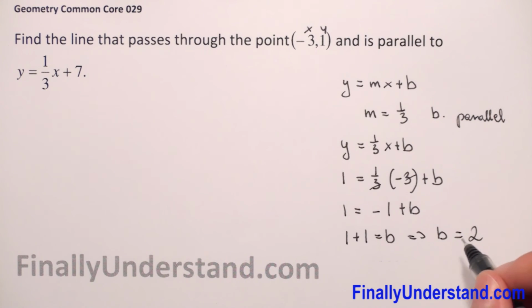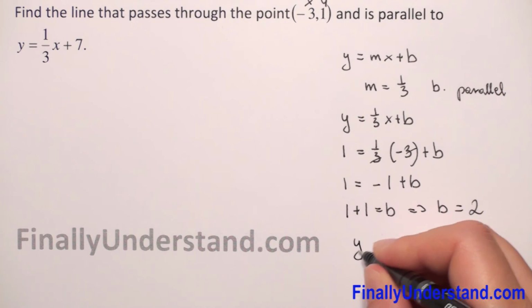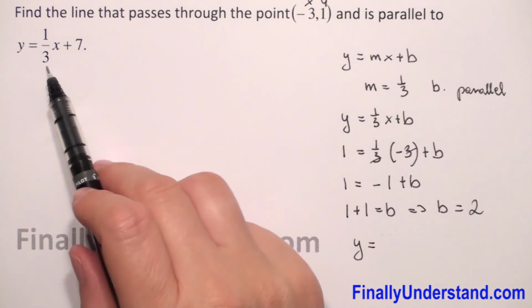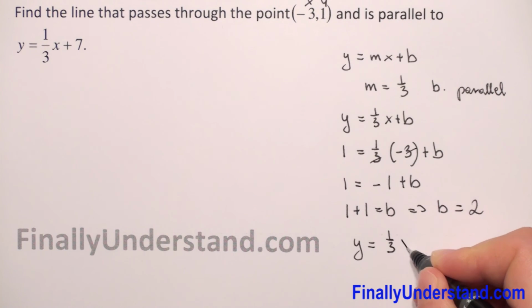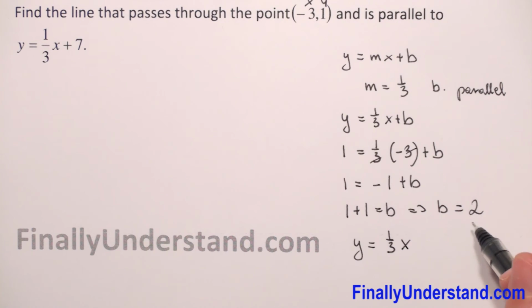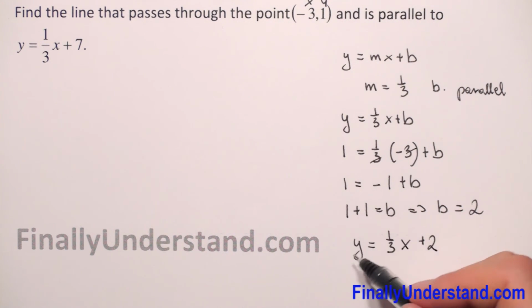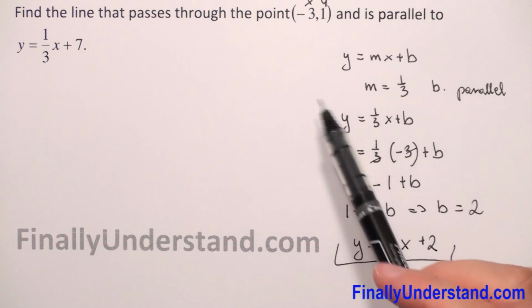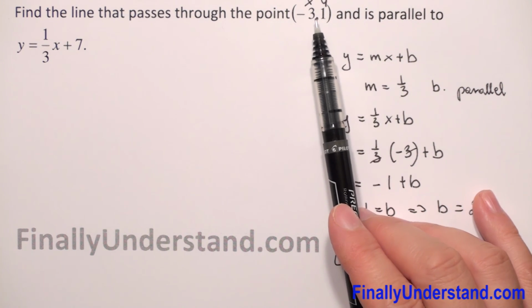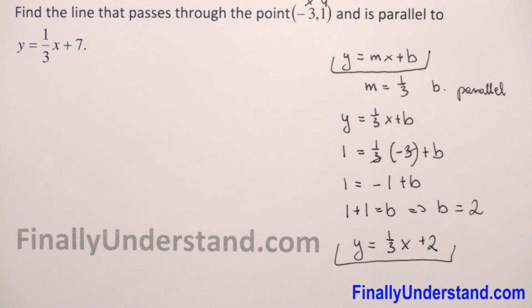We found b, so now we can write the equation of our line which is parallel to this line, so the slope is the same. Copy x, and b we substitute by 2. So we found the line which is parallel to the given line and which passes through this point. This is my solution.